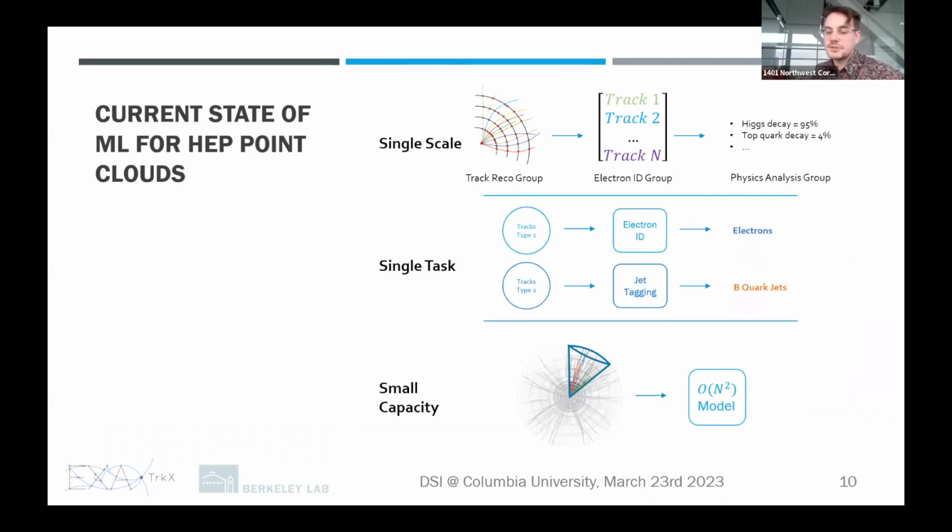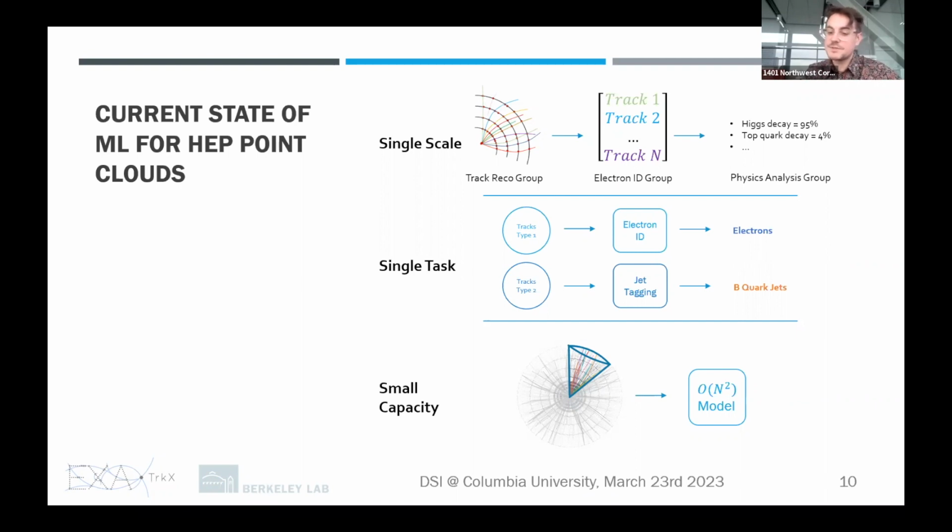Then they create their tracks and pass them to a particle ID group, for example, and they use tracks, moving up in scale, moving up in granularity. So each group usually uses the granularity that they're interested in. Similarly, we tend to have one model per task. So we have an ID group, or a tagging group, or a tracking group, and they each train their own model that is best suited to that task.